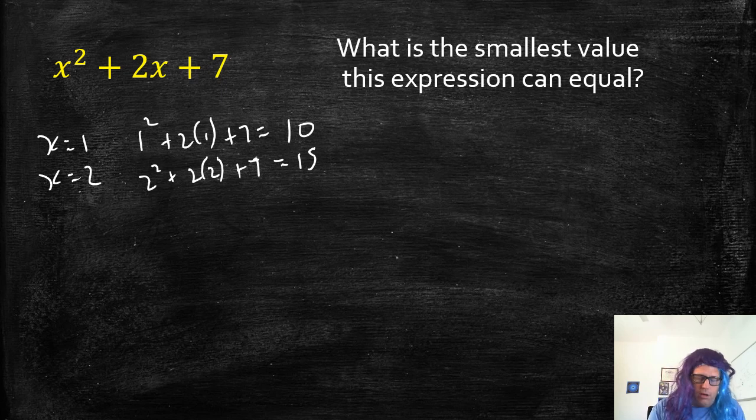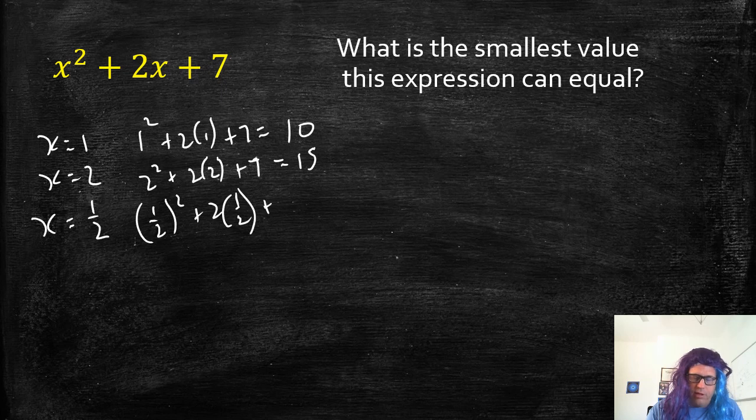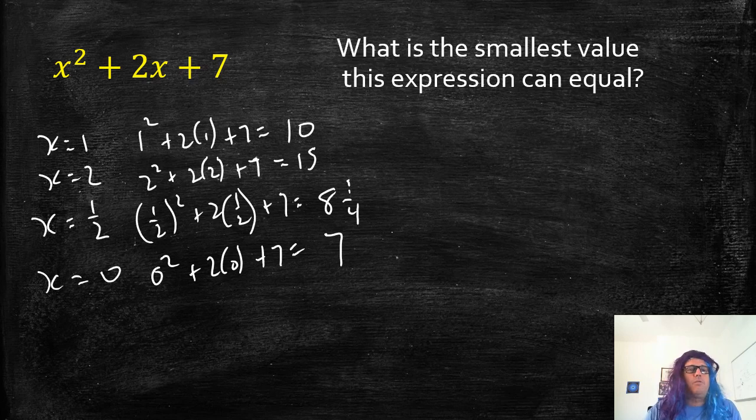Well, let's try something smaller. And again, remember, these can be fractions or decimals. Doesn't have to be whole numbers. What if x is 1/2? I would have 1/2 squared plus 2 times 1/2 plus 7, which is 1/2 squared is 1/4. 2 times 1/2 is 1 plus 7, so this is what, 8 1/4? Oh, well, that's getting smaller. What about if x was 0? Well, 0 squared is 0 plus 2 times 0 plus 7. Still getting smaller. Let's try some negatives.